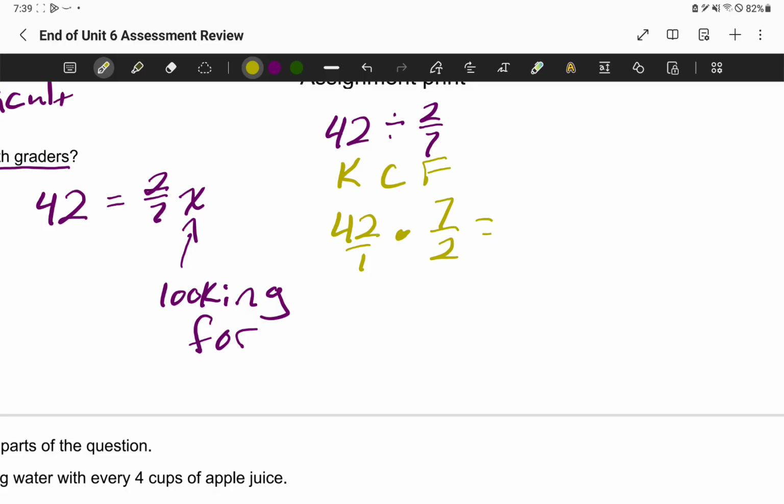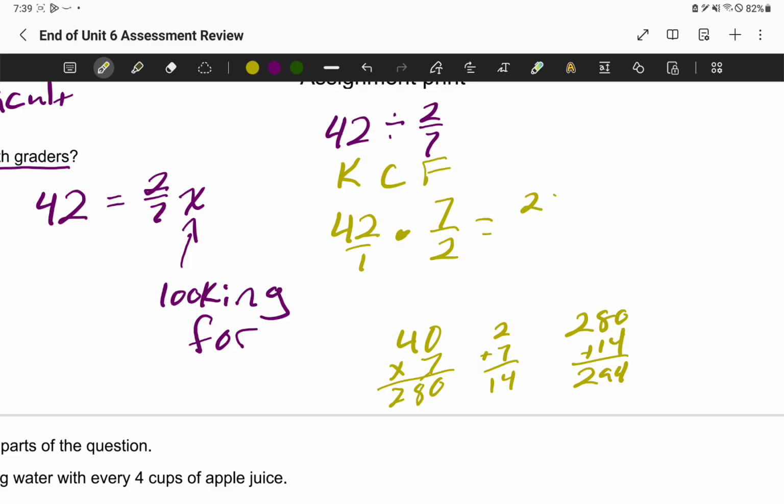So 7 times 40, well, that's a 0, so 7 times 4 is 28. And I know you can't tell what that is. I can read my writing. And then 7 times 2 is 14. So 280 plus 14 is 294 over 2. Well, so now we do 2 into 294.